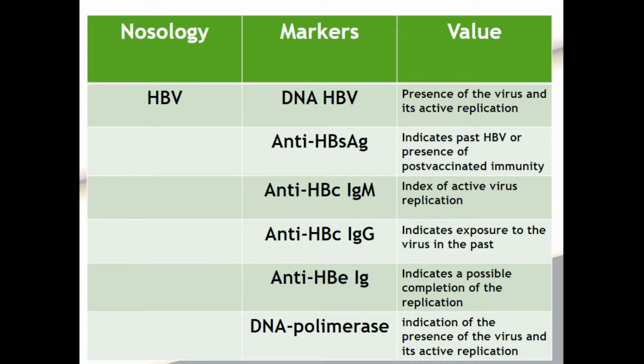Anti-HBe immunoglobulin indicates a possible completion of the replication. DNA polymerase indicates the presence of the virus and its active replication.